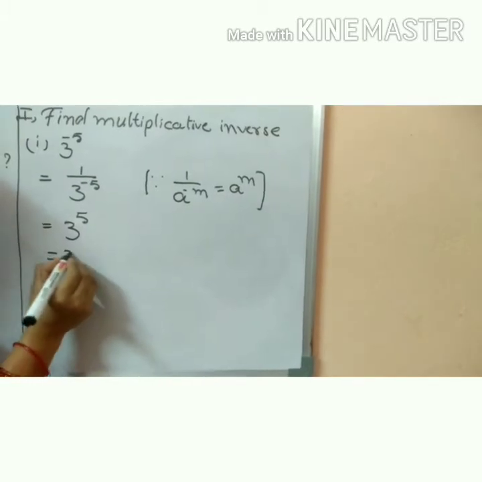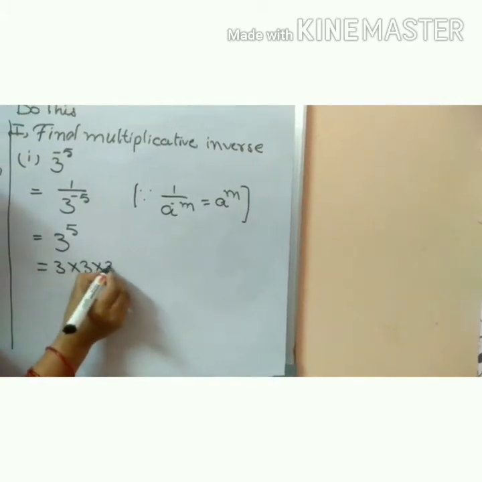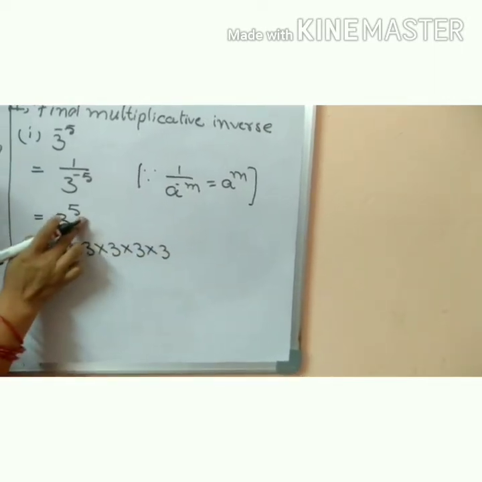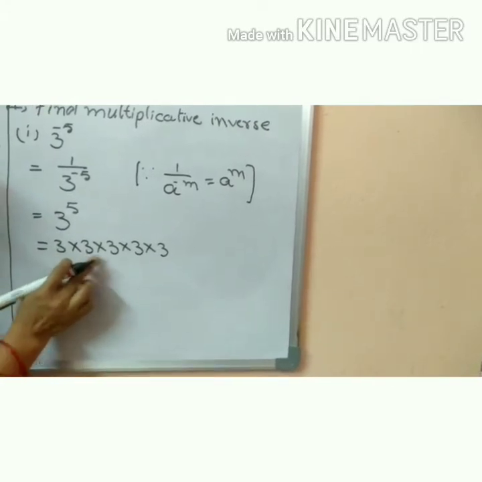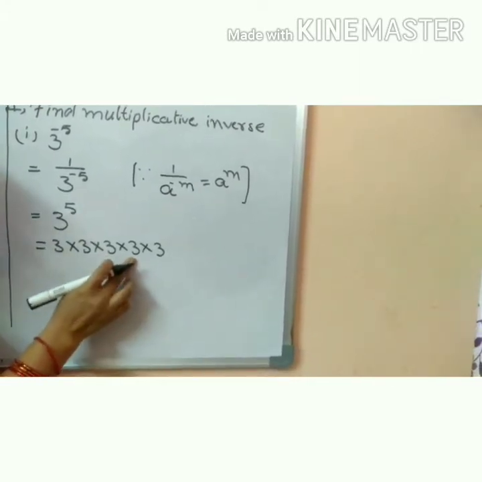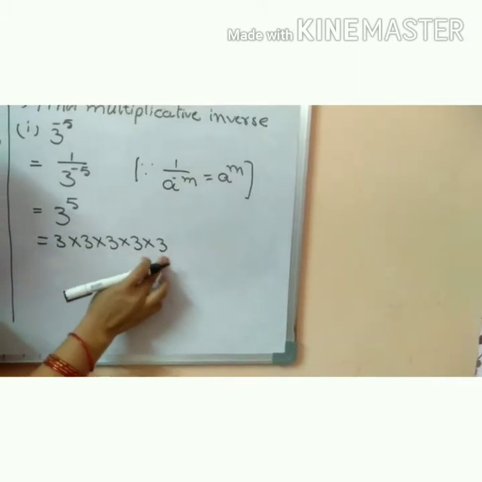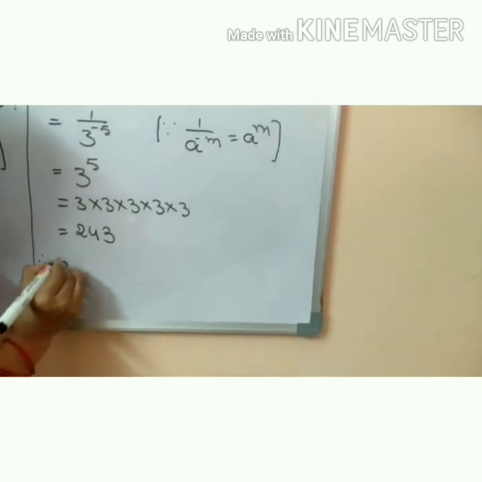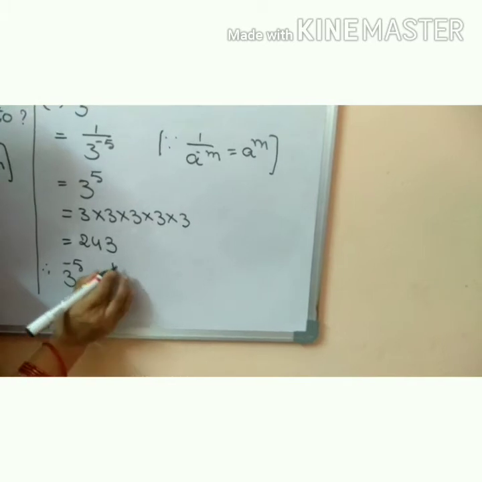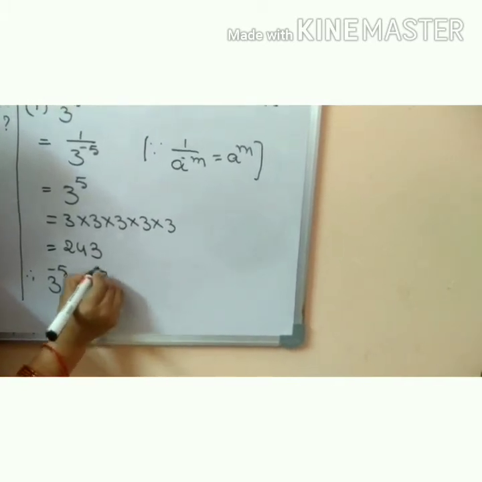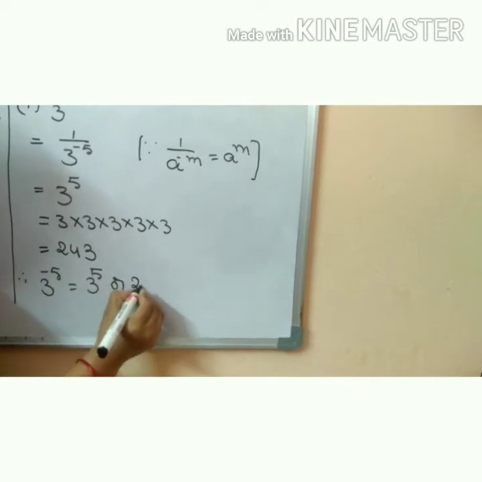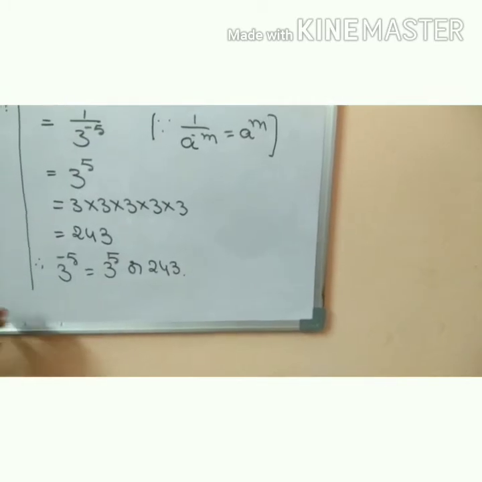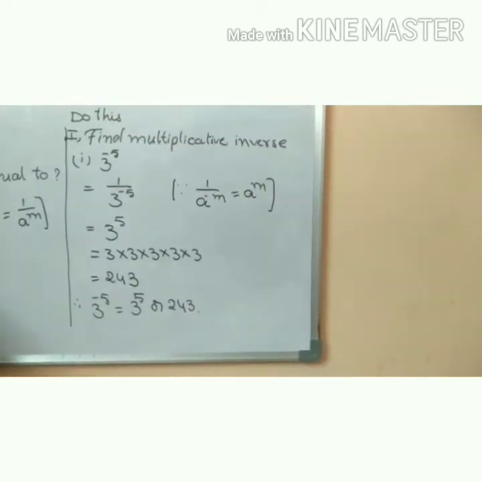Then find the value, which means 3 into 3 into 3 into 3 into 3. How many times are we writing 3? 5 times. Okay. 3 3s are 9, 9 3s are 27, 27 3s are 81, 81 3s are 243. Therefore, the multiplicative inverse of 3 power minus 5 is 3 power 5, or 243. Okay, children. Do this problem, and the remaining problems are homework, except the sixth one.